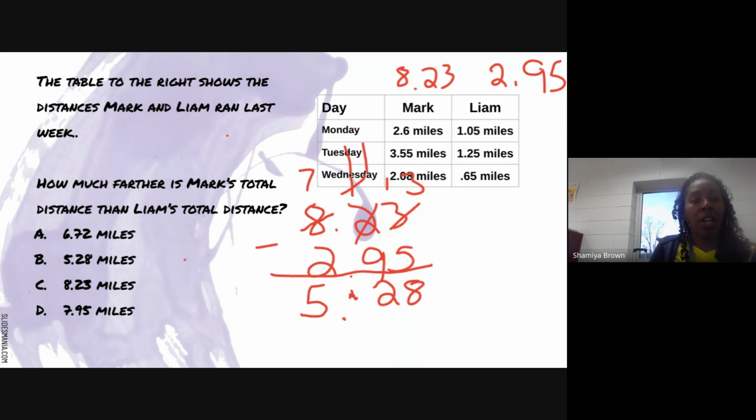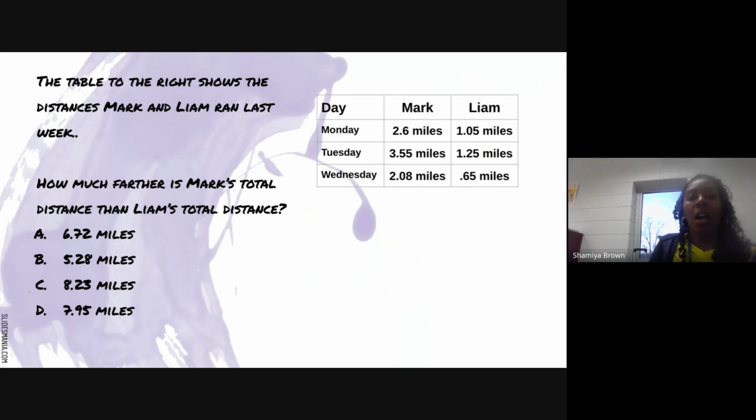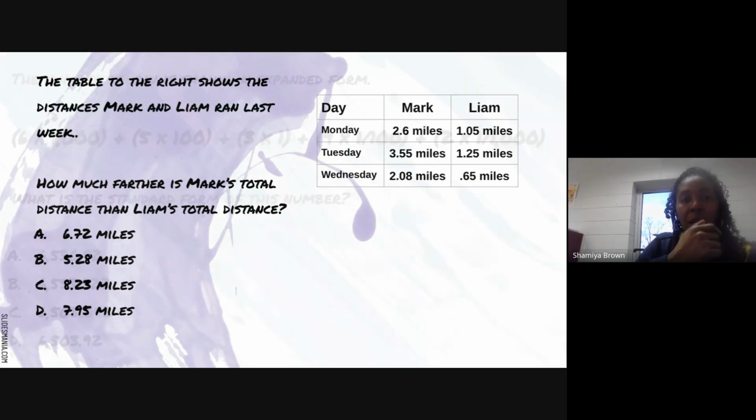That's how much further Mark ran than Liam. So my answer would be B. All right, that was a lot of work for that problem. Now let's do the next one. Oh, sorry. So my answer was B for that one, just to make sure you know. Let me go ahead and just circle it. Okay. Now I can clear all. All right, let's go to the next slide.